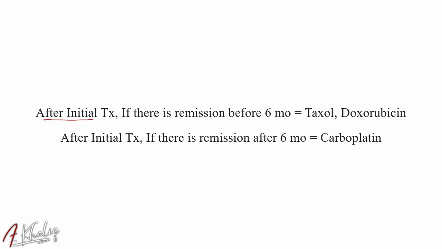After initial treatment, if there's recurrence before 6 months, you're going to use taxols and doxorubicins. If after initial treatment there's recurrence after 6 months, you're going to use carboplatin. So before 6 months, taxols and doxorubicins. After 6 months, you're going to use carboplatin.